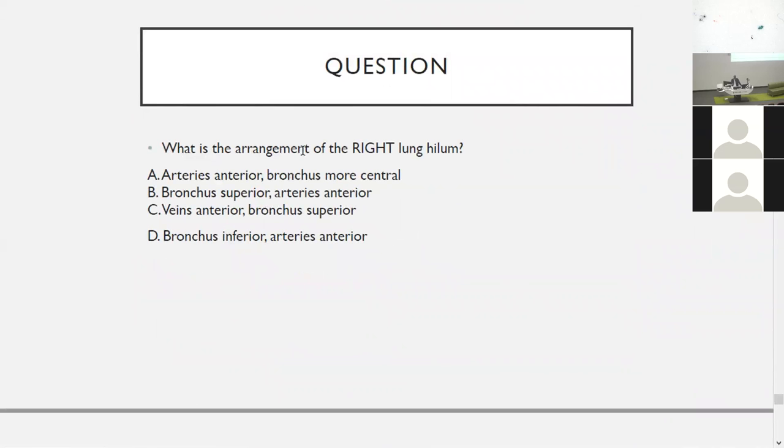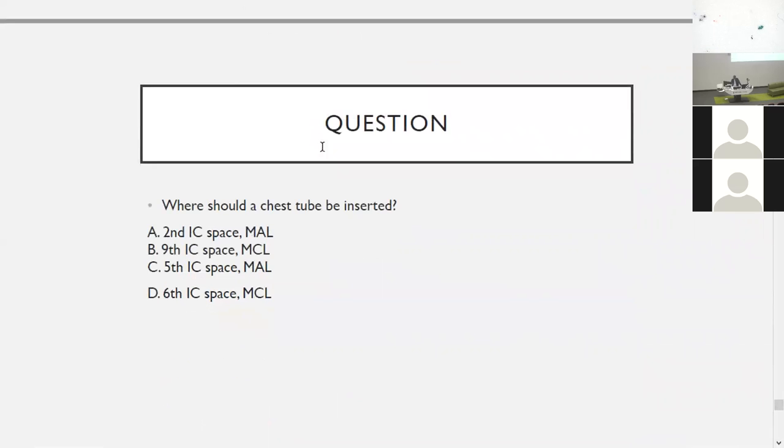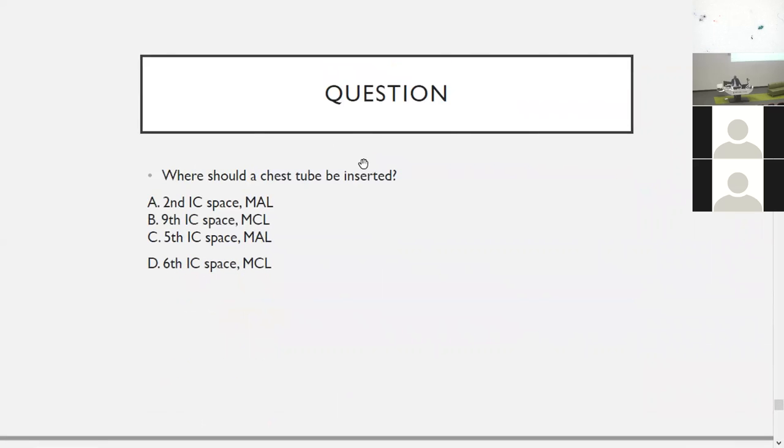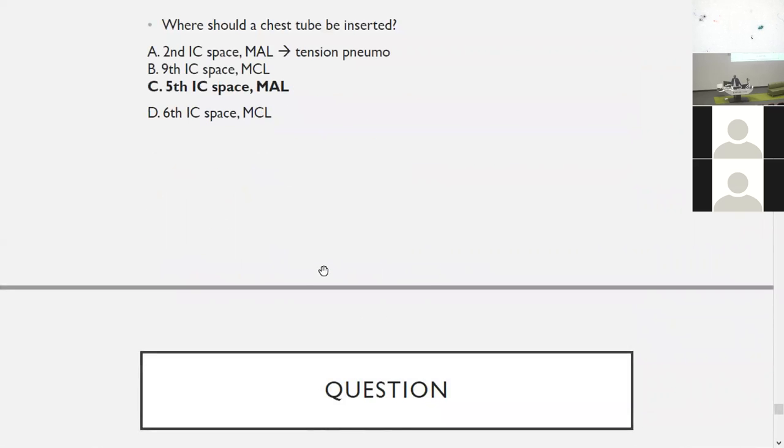Let's do that one. Arrangement of the hilum. Remember that? It's quite important, but very useless. I didn't really talk about this. Tubes and stuff. So with a tension pneumothorax, second intercostal space, mid clavicular line. Pneumothorax, like your spontaneous one. Does that all make sense? Yeah?